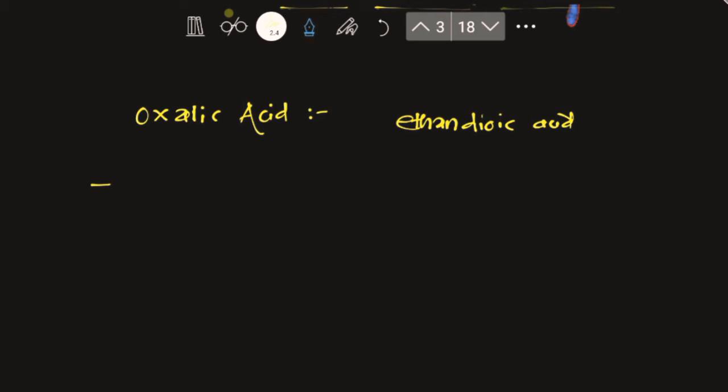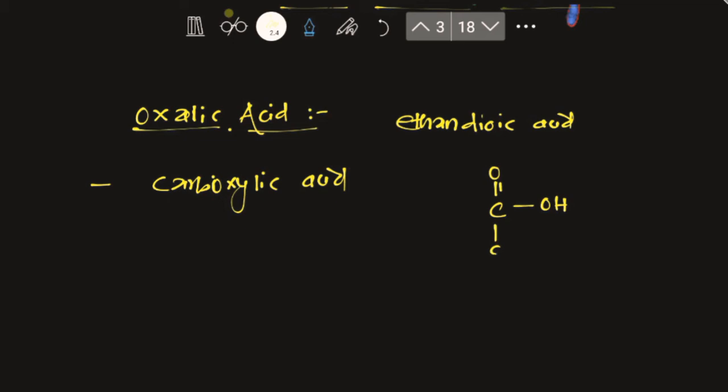So it is in the family of carboxylic acids. It has two COOH groups, which are directly joined together, so that one is called a dicarboxylic acid. Structurally it can be represented as C double bond O H, and here C double bond O H. So it is a dicarboxylic acid.